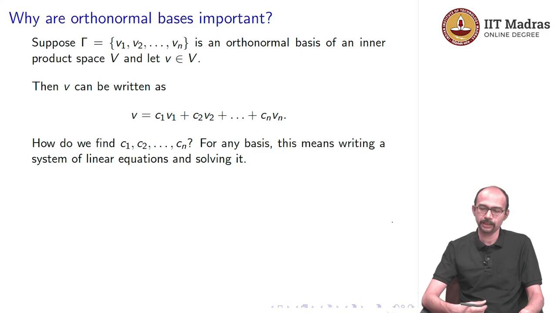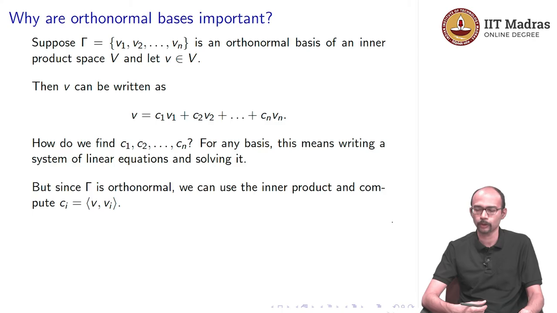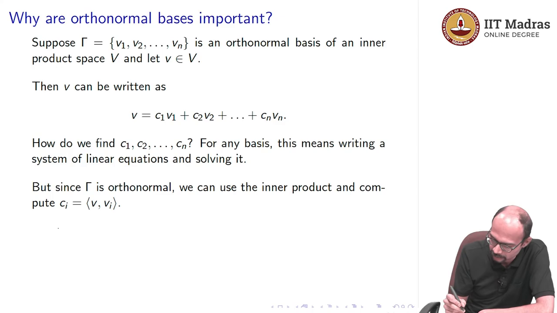Write your v, and then you write your v1, v2, ..., vn, and then you solve these equations. But since gamma is orthonormal, we can use the inner product and compute ci as the inner product of v comma vi. So how do I do that? Let me quickly show you why that's true. So let's compute the inner product of v comma vi.